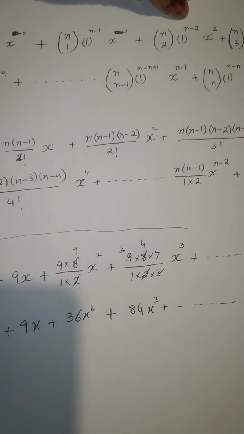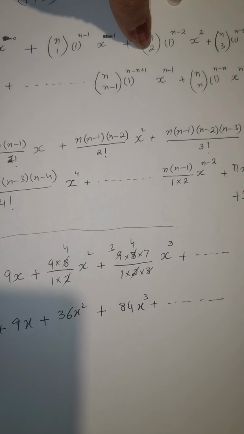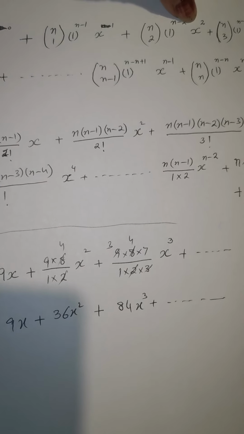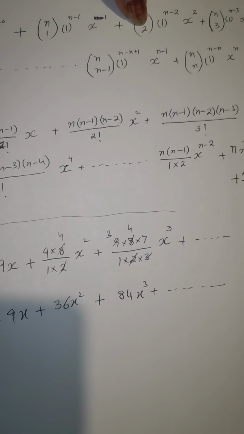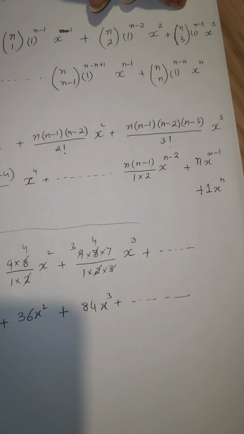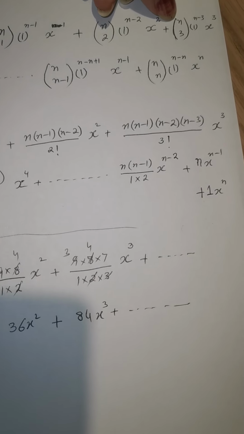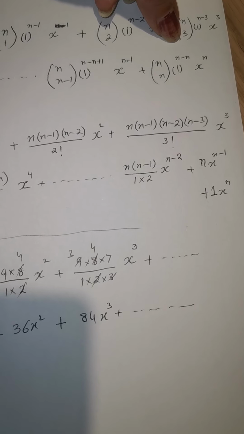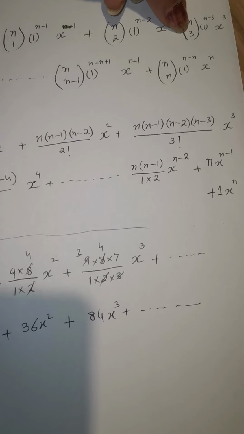So here the power of first term will be the difference of these two, n minus 2, and the power of second term will be what is written below. And the fourth term you will check nC3, the power of first term 1 is the difference of n and 3, which is n minus 3, and the power of second term, which is x, is 3 here.